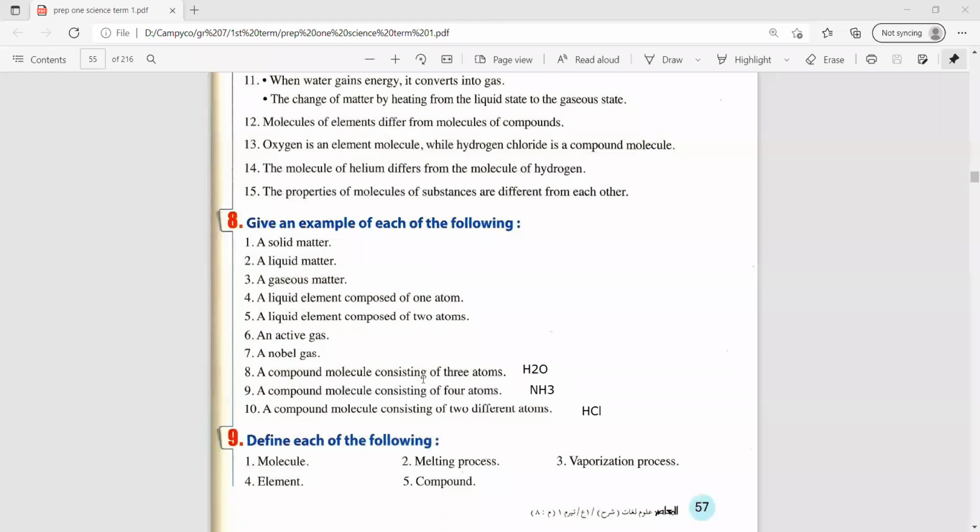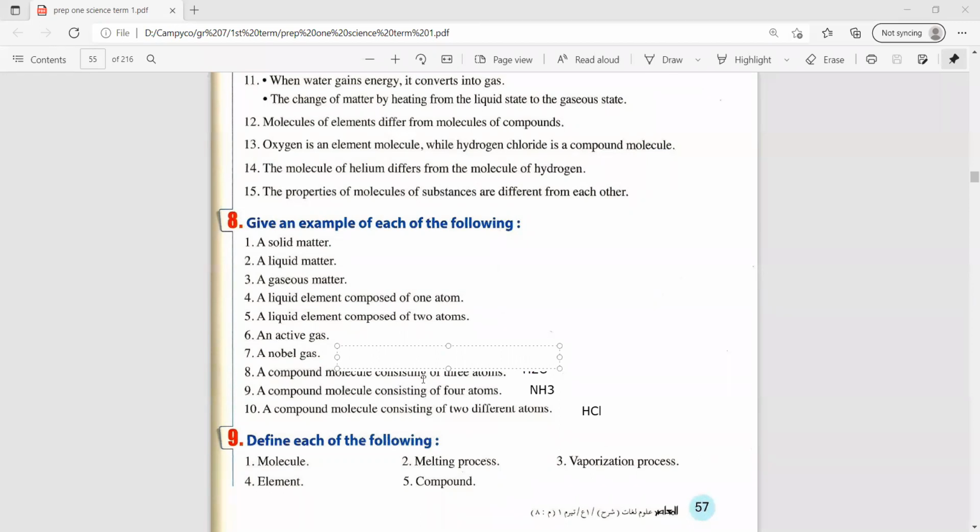Rufaidah, did you study this part? No, I didn't. Why? It's very important. It's chemistry, and that's why we have to study them very much.